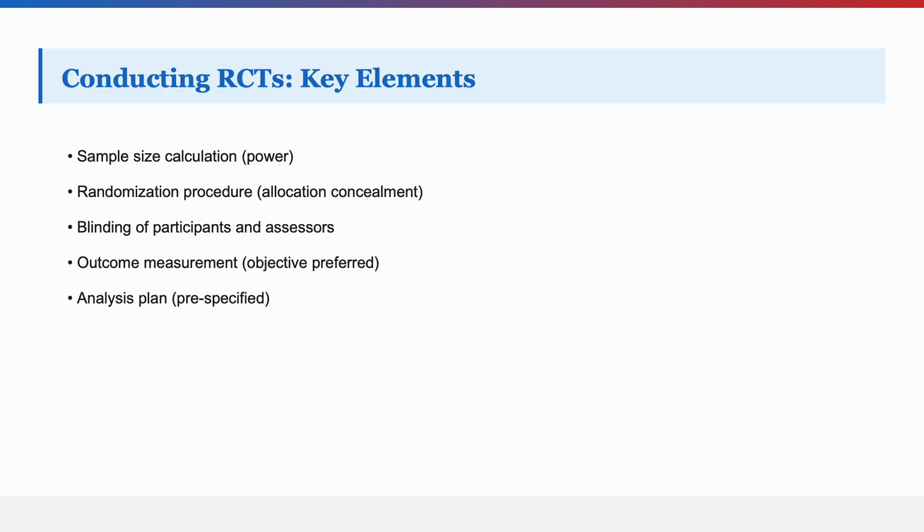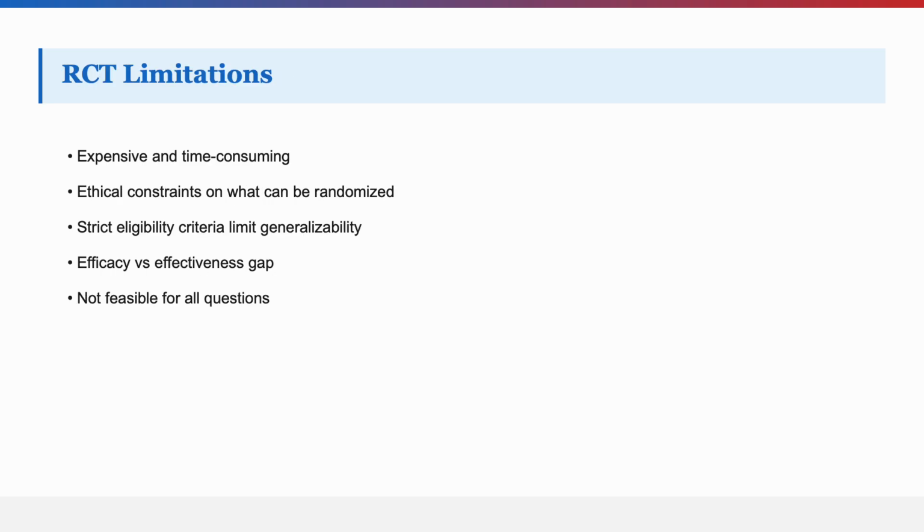Mortality is unambiguous. Patient-reported outcomes are susceptible to bias. Validated instruments improve reliability. The analysis plan should be pre-specified and ideally registered before unblinding. This prevents selective reporting of favorable results and data-driven analysis choices. RCTs have important limitations despite their strengths.